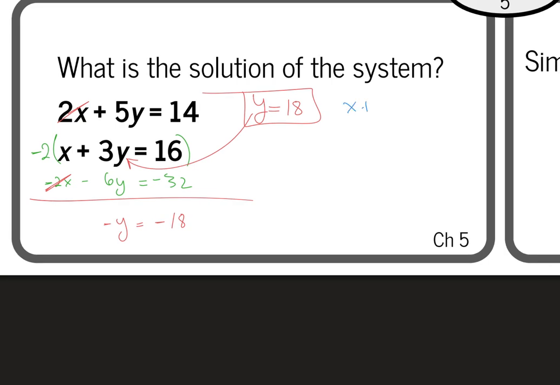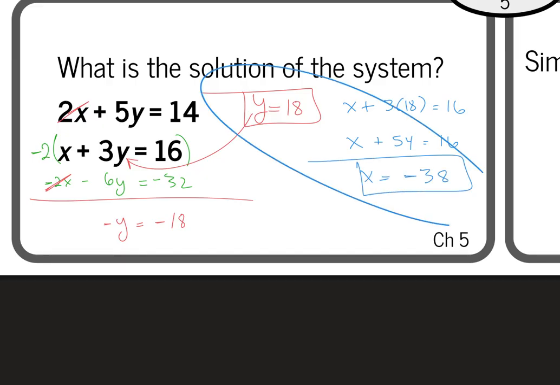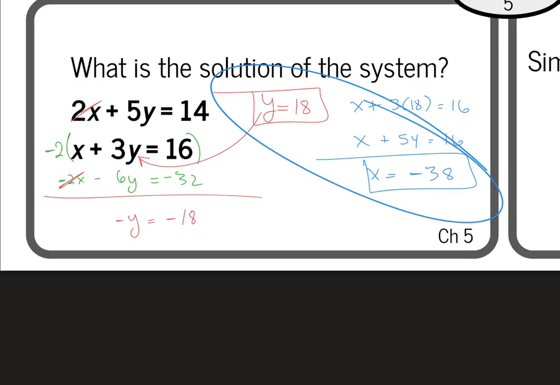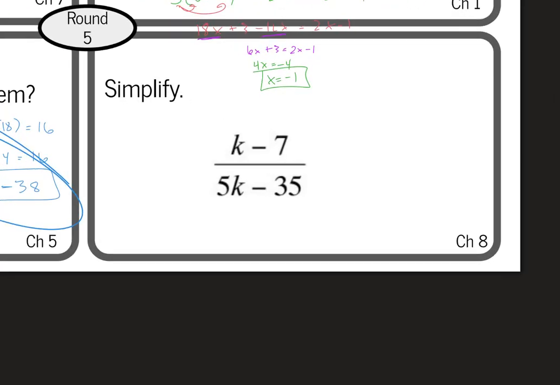So I'm going to get x plus 3 times 18 equals 16. Oops, that's not equals, not quite ready for that yet. 3 times 18 is 54. And when I subtract 54, I get negative 38. This is a classic example of why you wouldn't want to graph this, because the equations would take kind of forever to cross. So, I mean, you could still do it, but that's rough.